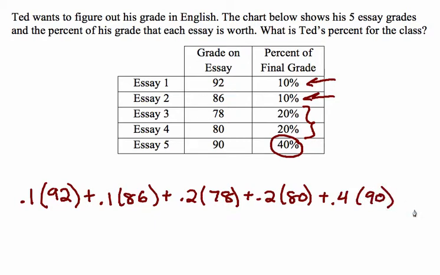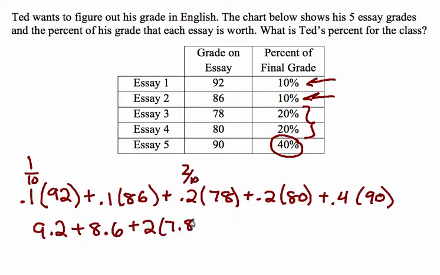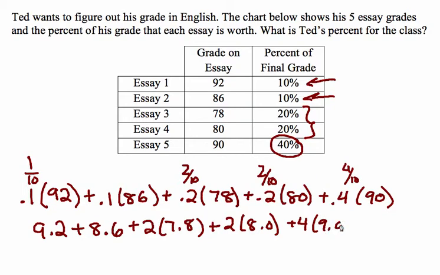I like to think about it that each score is contributing in some way to the final score, and they're contributing some percentage of themselves. So 1/10 of 92 is 9.2. 1/10 of 86 is 8.6. Now 2/10 of 78 is 2 times 7.8. I really thought of this as 2 times 1/10 times 78. 1/10 of 78 is this 7.8 I've put here. 2/10 of 80 is 2 times 8.0, and 4/10 of 90 is 4 times 9.0.